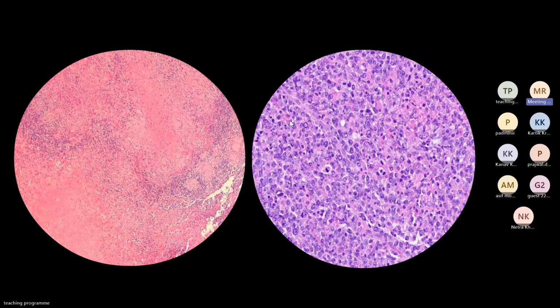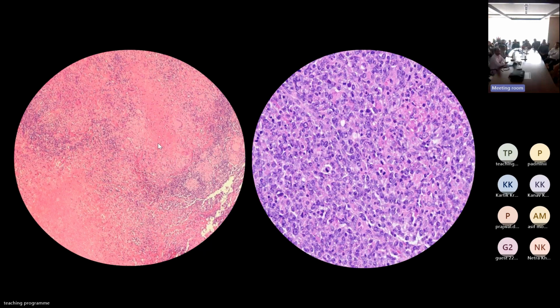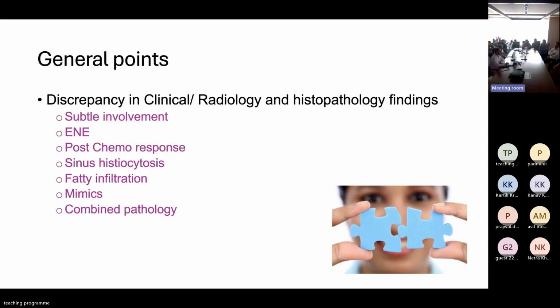Some pictures for a TB lymph node. So we have granular necrosis over here, a giant cell, a Langhans type giant cell, and the granulomas. This is a picture of a lymphoma. As you can see, the lymphoid cells are large and diffusely arranged. So this is a case of diffuse large B-cell lymphoma.